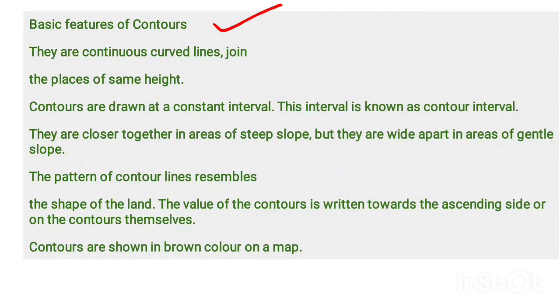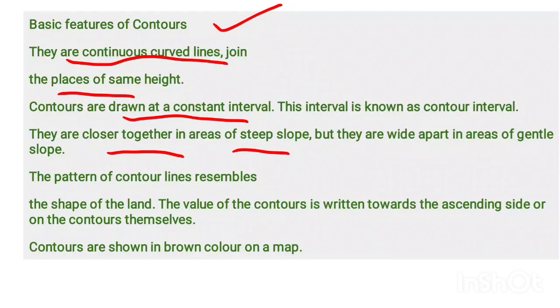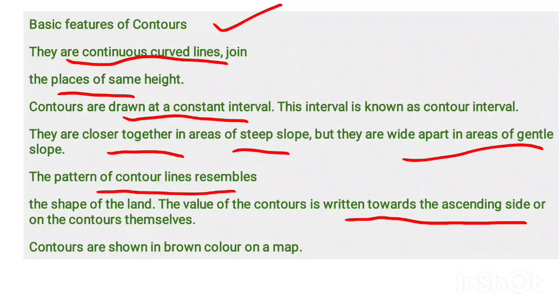Next, the basic features of contour. They are continuous curved lines, joining places of the same height. They are drawn at a constant interval. They are closer together in areas of steep slope, but wider apart in areas of gentle slope. The pattern of contour lines resembles the shape of the land. The value of the contour line is written towards the ascending side of the contour. The contour line is shown in black color on the map. This point I already explained.